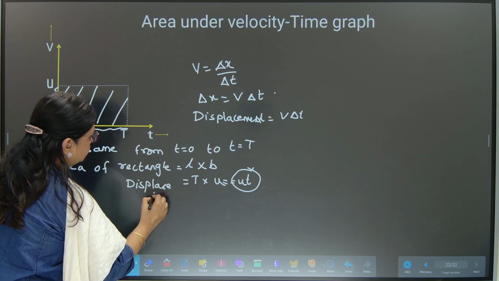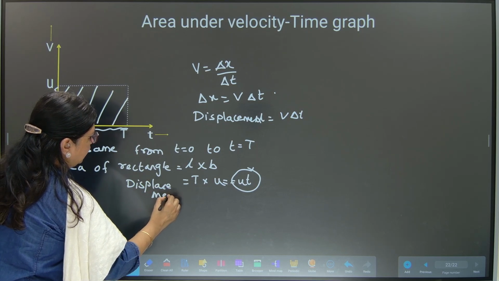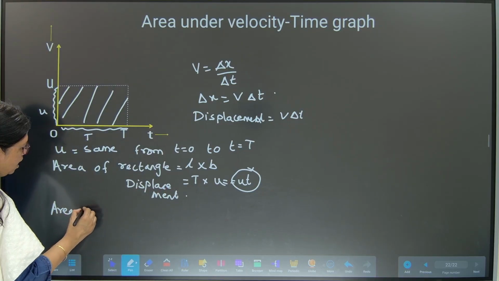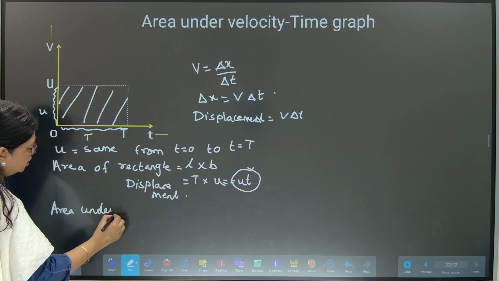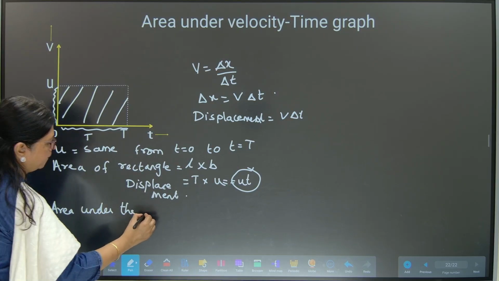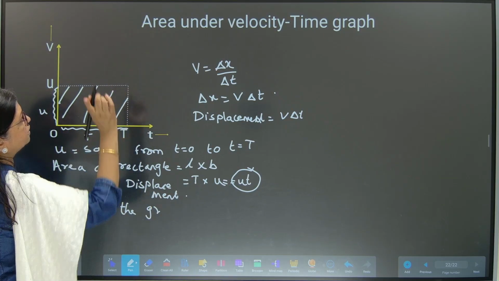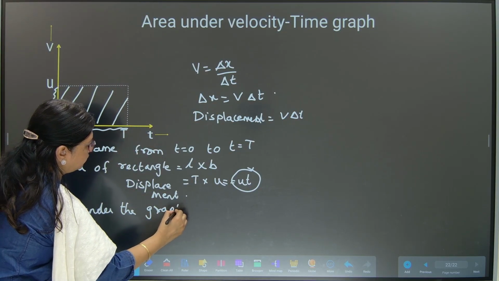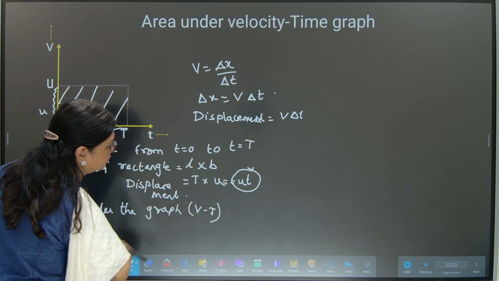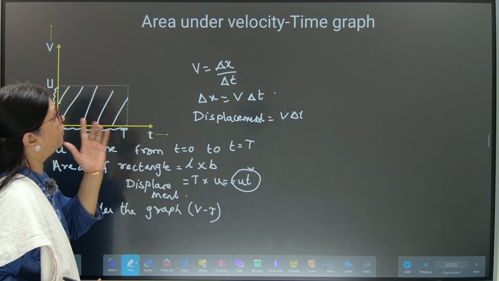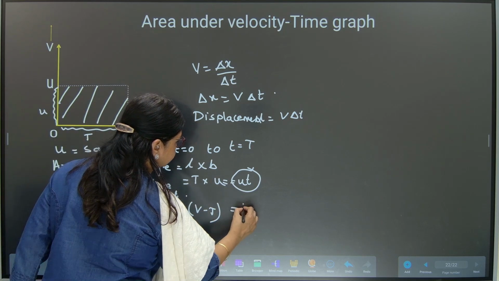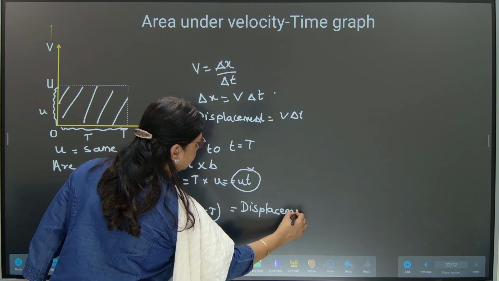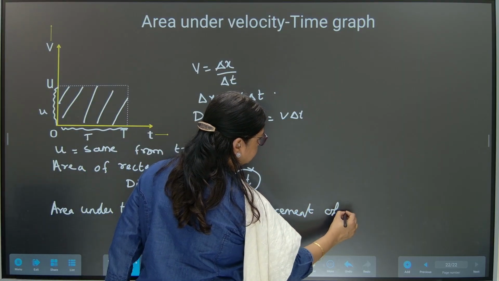So what does this mean? This means that the area under the graph, as it is written here, area under the graph. Which graph? VT graph, not any other graph. The VT graph will give us the displacement of the object.